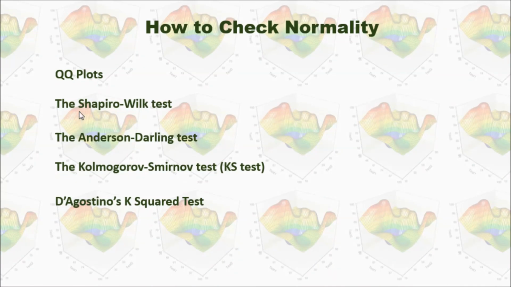So we ran the Shapiro-Wilk test, the Anderson-Darling test, the KS test, and also Agostino's K-squared test. They all give us the same conclusion. The model residue does not follow a normal distribution. So how about we do a test with dummy data which does follow a normal distribution? See what happens.